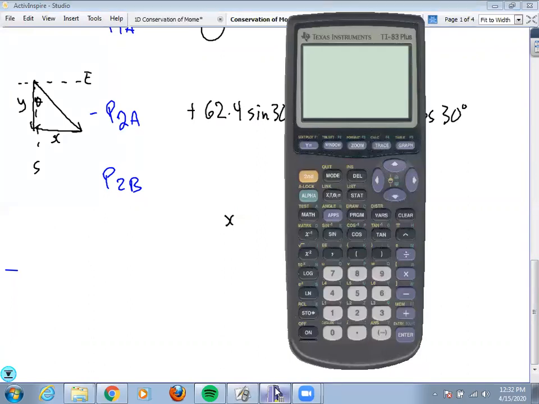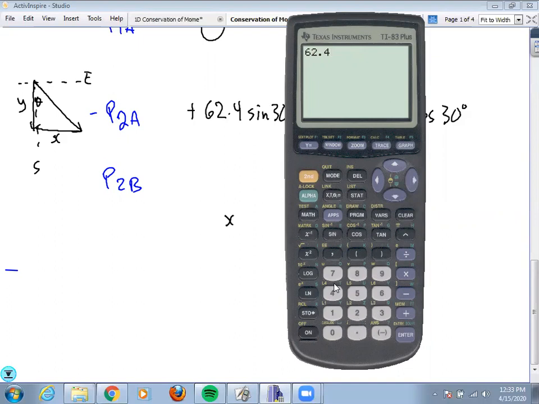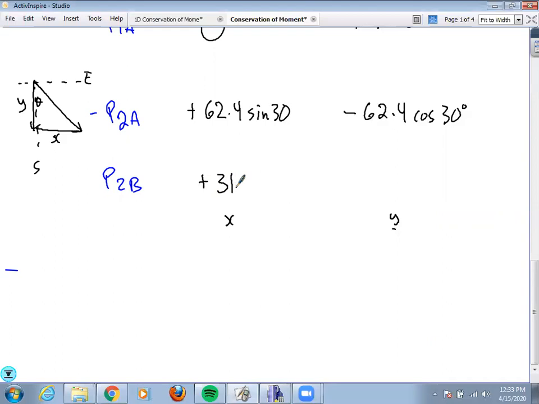So simply, we're going to take 0 plus 62.4 sine 30. We'll make sure the calculator is in degree mode. 62.4 sine 30 gives 31.2, so it'll be positive 31.2. That's going east for the X.